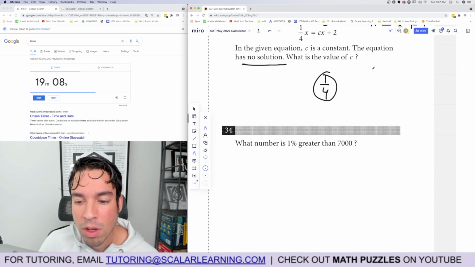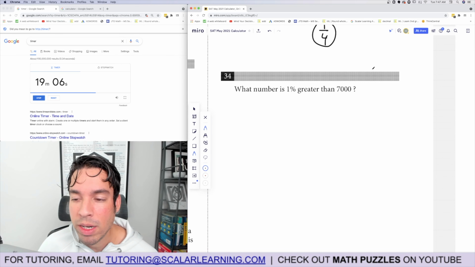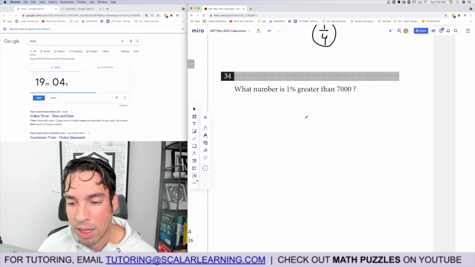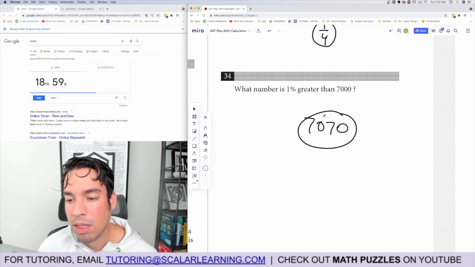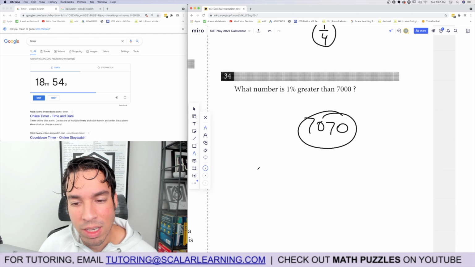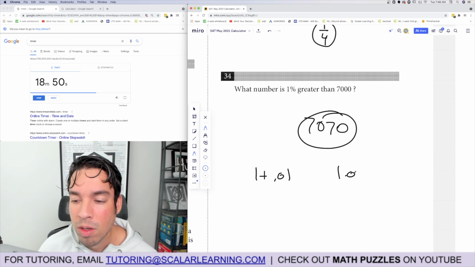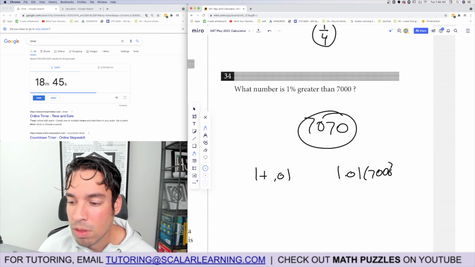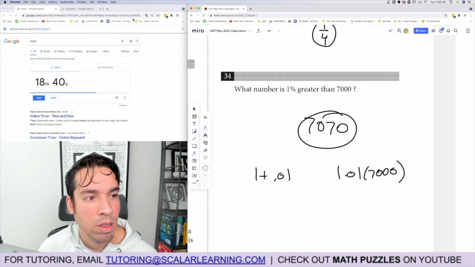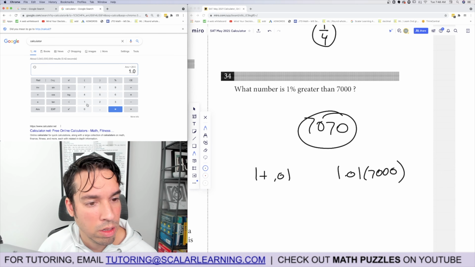It'll never be true. What number is 1% greater than 7,000? Now I can tell you it's 7,070, but how do we get there if you don't want to do it mentally? Well, remember, a 1% increase is like taking 1 plus 1% in decimal format, and now we multiply that by 7,000. Oops, that looks like a 6. And you can do it like this, and you're good to go.